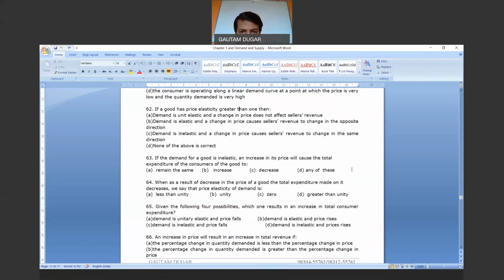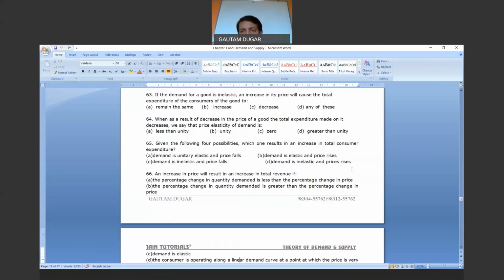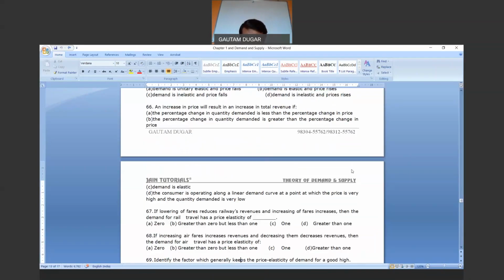63. If the demand for a good is inelastic, an increase in its price will cause the total expenditure of the consumers of the good to. Demand is inelastic. Price increases, then total expenditure will also increase. That's the right answer. So these types of questions will come from this portion. I'm skipping this portion. This is regarding the total expenditure method.